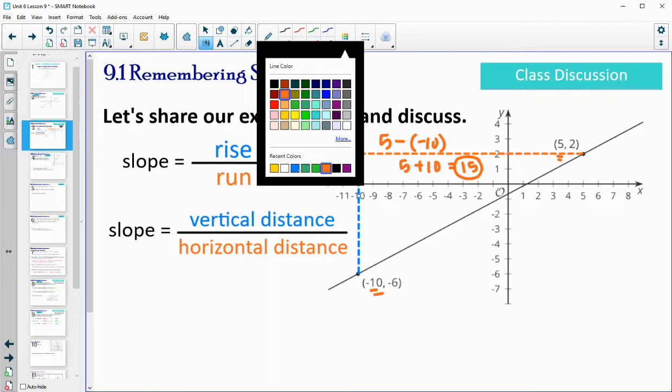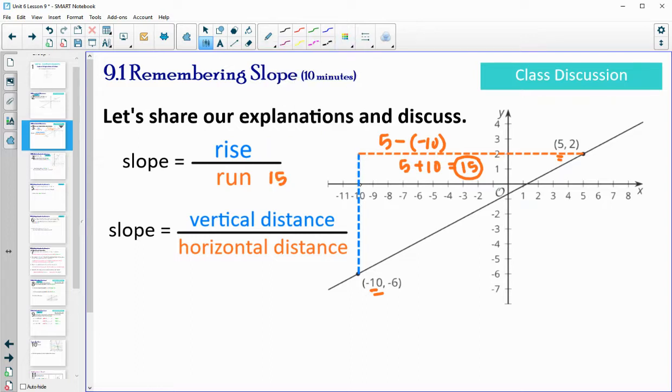And then looking at the vertical distance as the subtraction of our y values. So we've got 2 all the way down to -6, and we subtract those to get that vertical distance. So 2 minus a -6, which minus a minus would be a plus, and 2 plus 6 gives us 8 for the rise. So the slope being our vertical distance over our horizontal distance is 8/15.